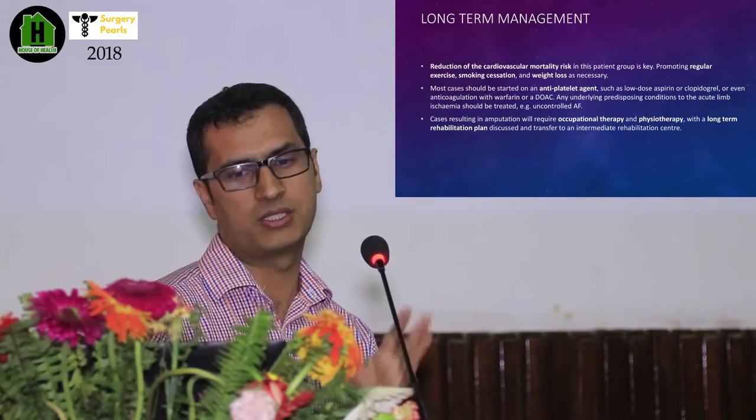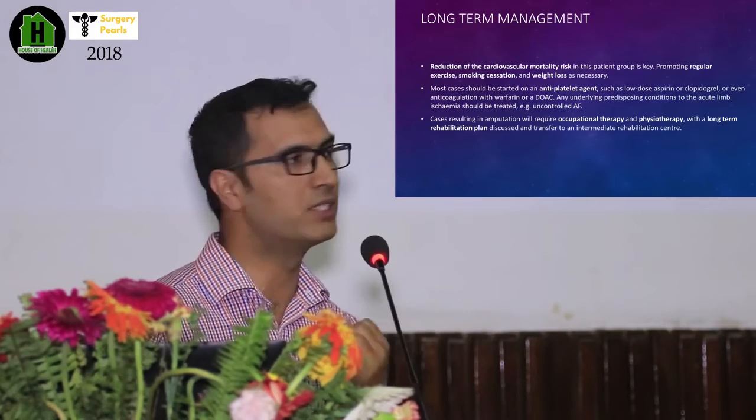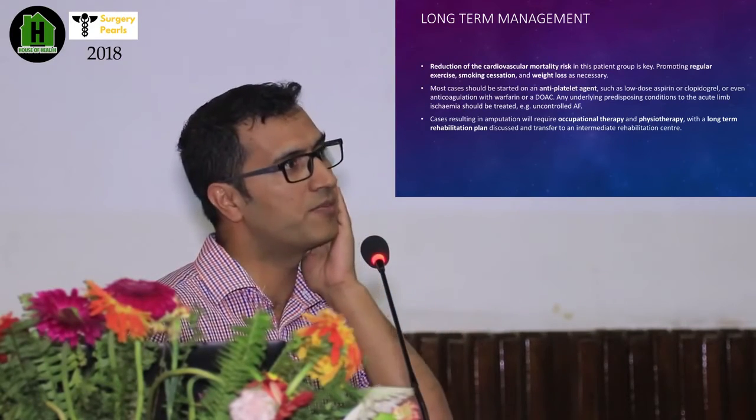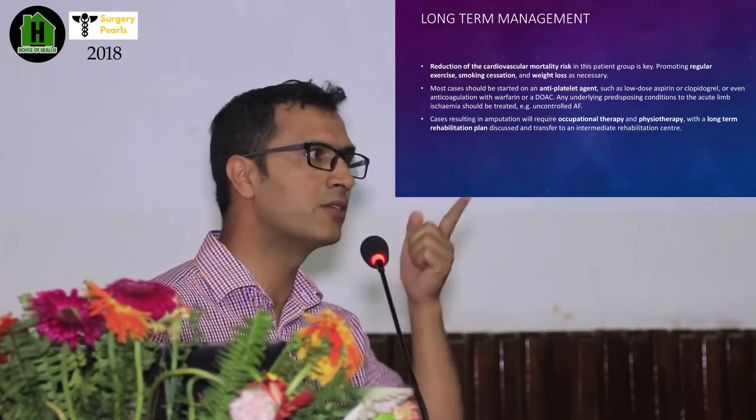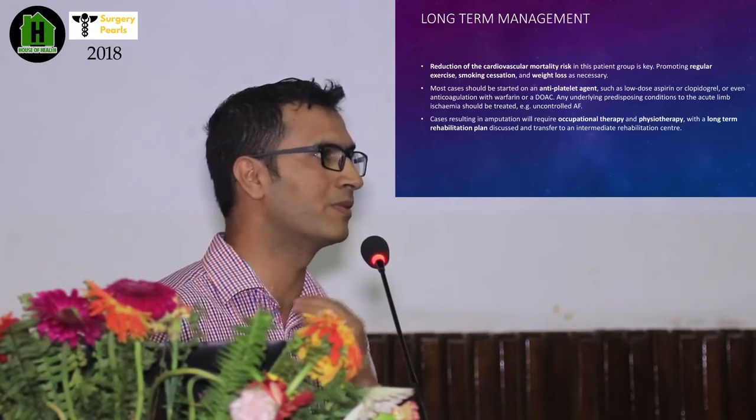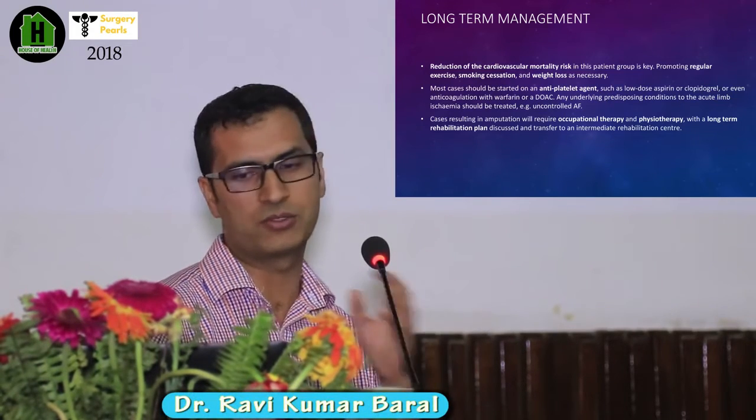So for irreversible ischemia, we should consider amputation early on so that we avoid the reperfusion injury, which might cause death of the patients because of the reperfusion injury or sepsis. So long-term management is again reduction of cardiovascular mortality. In all these patients, they have a cardiovascular and cerebrovascular risk along with the critical limb ischemia. So that should be done.